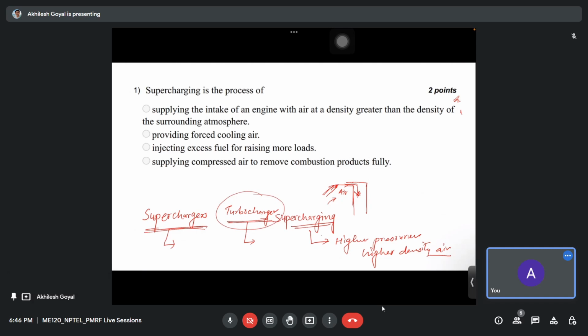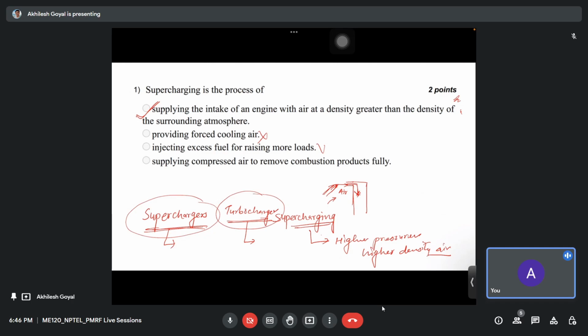So here is the question: supercharging is the process of supplying the intake of an engine with air at a density greater than the density of the surrounding atmosphere. Right, this is the correct answer. Second is providing forced cooling air. No, this has nothing to do with supercharging. Injecting excess fuel for raising more loads. This is also not an option. And supplying compressed air to remove combustion products fully.